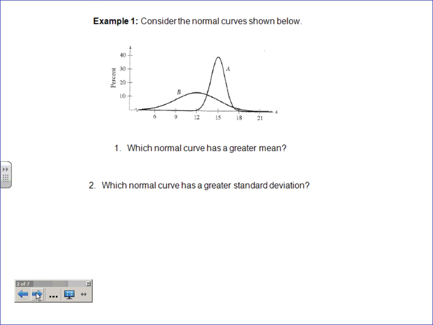Well, here I've given you a distribution A and B. They are both normal because they are symmetric. Now the question is, which normal curve has a greater mean?